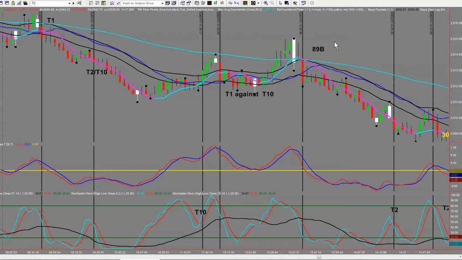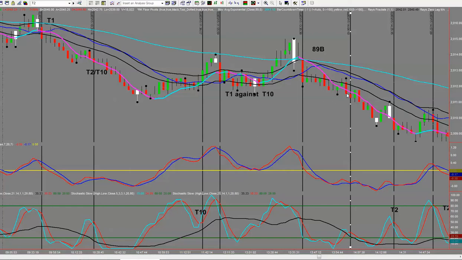Now remember, your 89 bounces, that is where you get a bounce of the T1 off the 89, is a very high probability trade. If you had your fixed stop, you would have been just above here, you would have been fine. Down here, let me just point out a trade here that I hadn't marked in. We have another T10. Now a T10, as a reminder, is where you have the long-term stochastic sloping down and the short-term kicks up and kicks back down again, and you can see that happening right here.